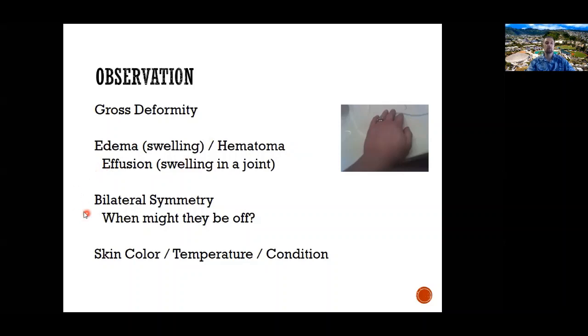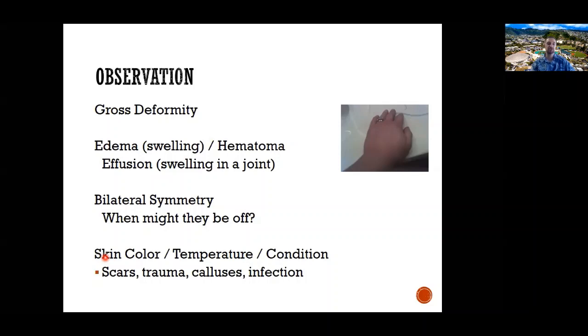And then we want to observe for bilateral symmetry, so making sure the left and right sides are symmetrical. When might they be off? Obviously limb dominance might play a part in that, or if they've had a previous fracture or dislocation to either the ipsilateral or contralateral side. So those things are important to denote for why symmetry might be off between the dominant and non-dominant limbs, as well as the injured versus uninjured side. And then skin color, temperature, and condition. Of course, we're worried about the signs of inflammation, so red, hot, swollen. All those things are important to denote.